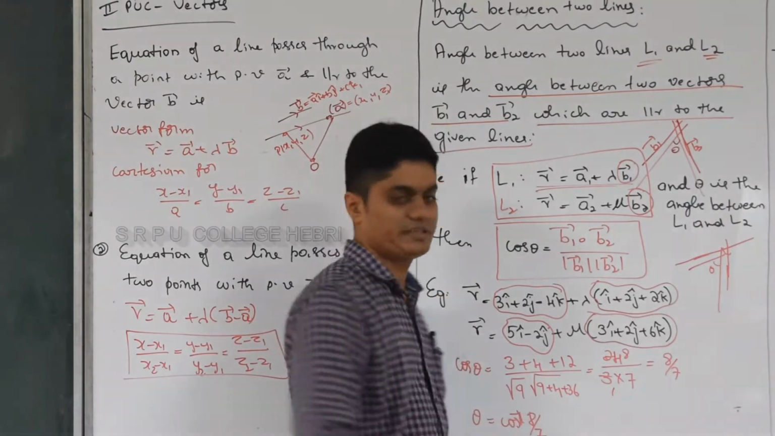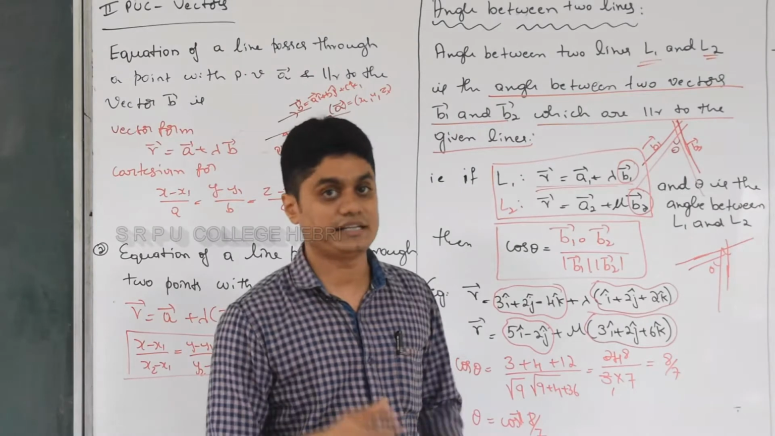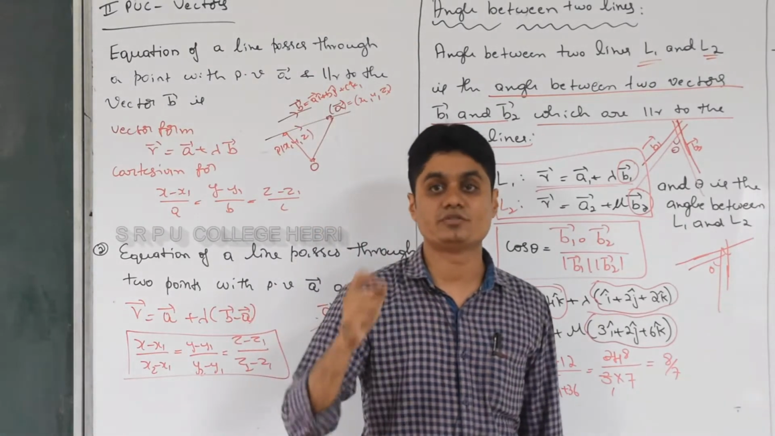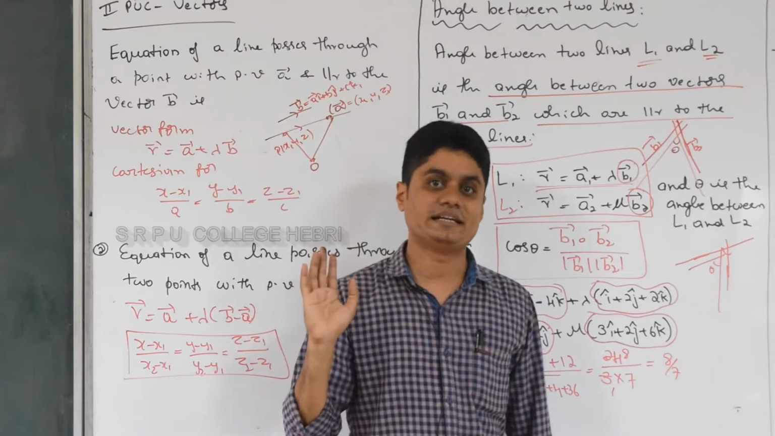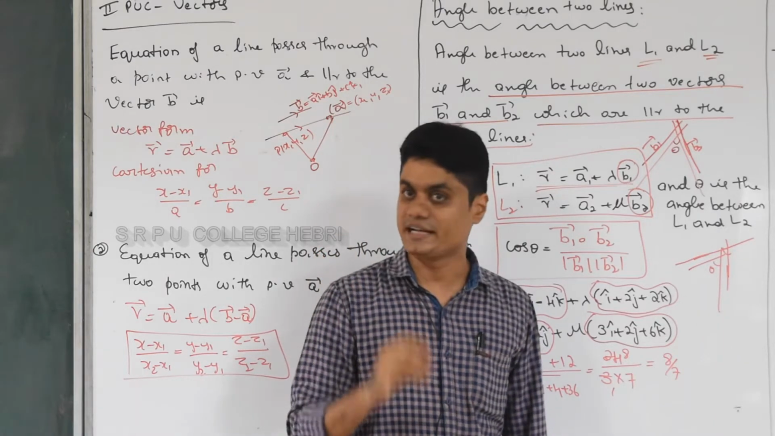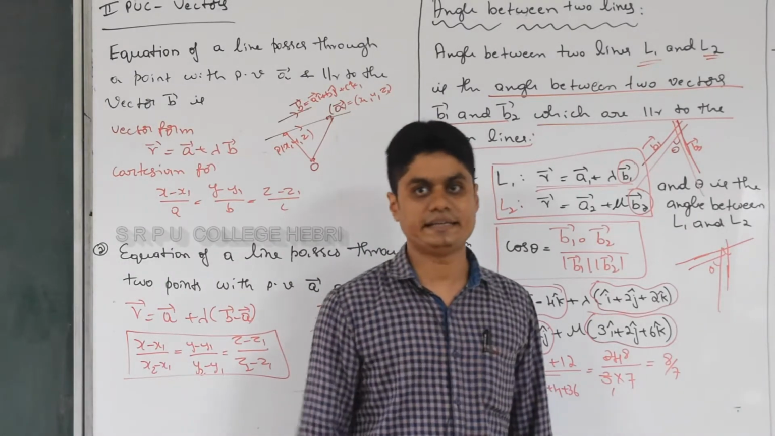So this work will become very easy because of the definition. So what is the angle between two straight lines? The angle between two straight lines is equivalent to the angle between the two vectors which are parallel to the given lines. The parallel vector can be easily identified. So very easily you can find the angle between them.